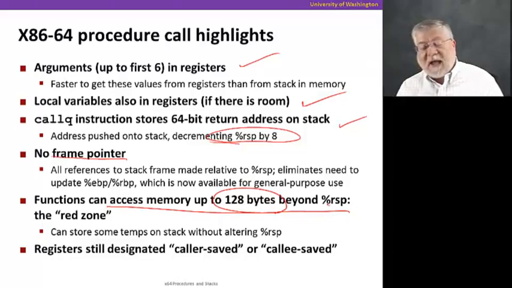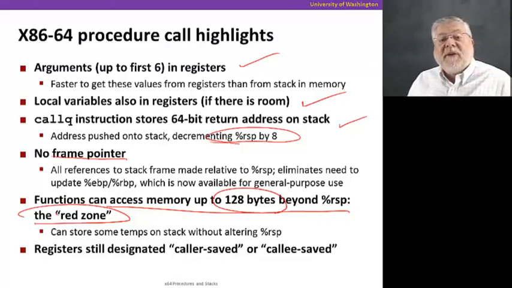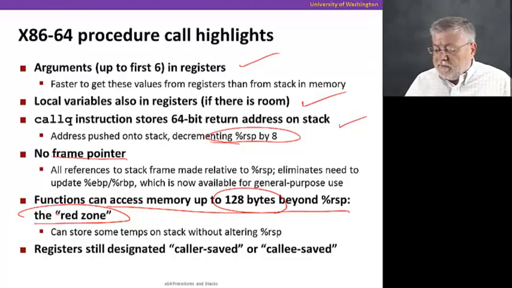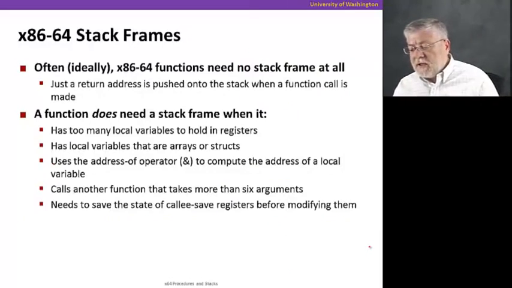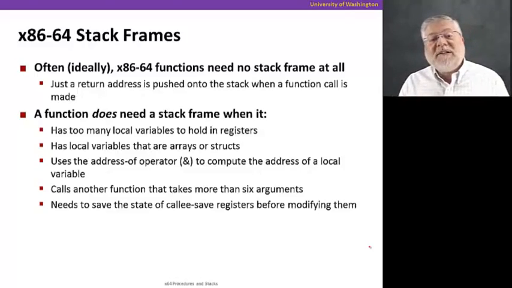without having to use multiple instructions. We can do that directly. This is called the red zone. And so we can store these temporary variables on the stack very easily and access them quickly. The registers are still designated as caller saved or callee saved, however, but slightly differently than they were before. Okay. So ideally, the 64-bit architecture has no stack frame at all except for the return address. So we've now shrunk the stack frame down to just one piece of information, namely that 8-byte return address that is placed on the stack.